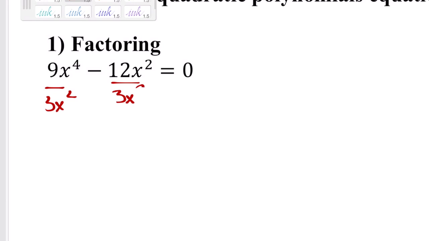When I am taking out a GCF, I put it out into the front. It's like that gift your grandma gave you. You don't want to throw it away. You love Granny. And then we'd be left with a 3x squared minus a 4.